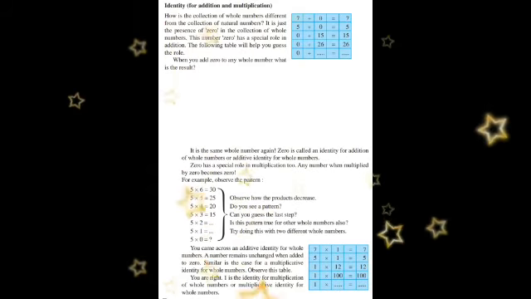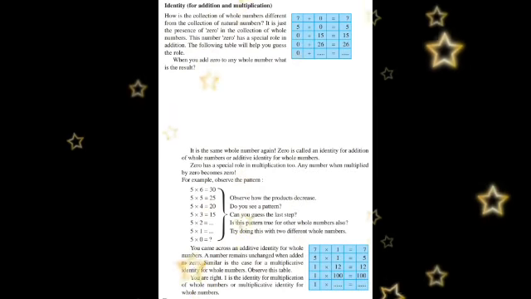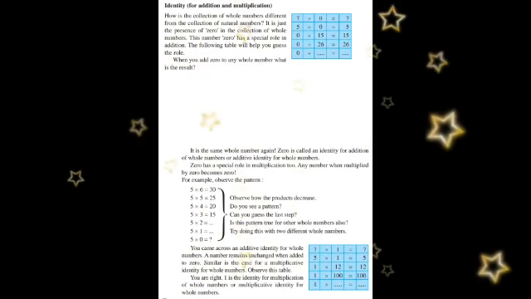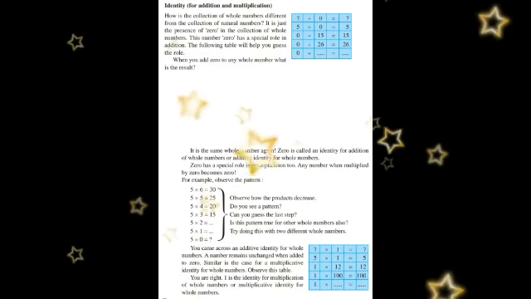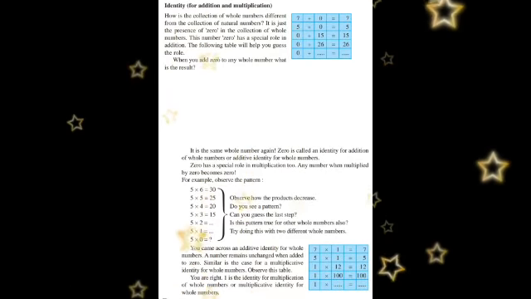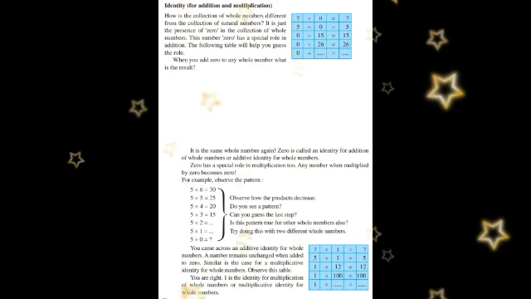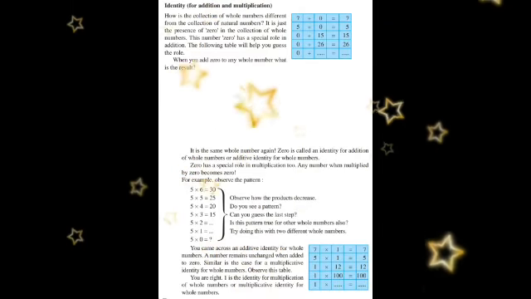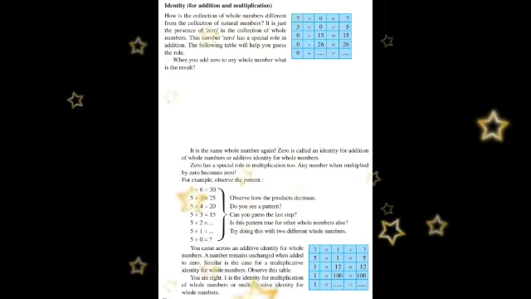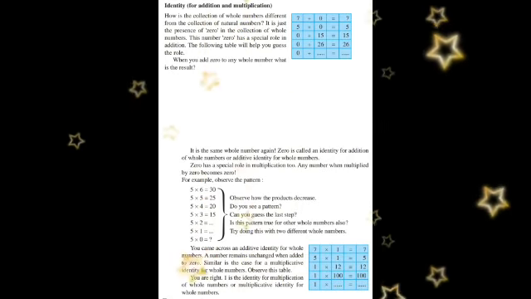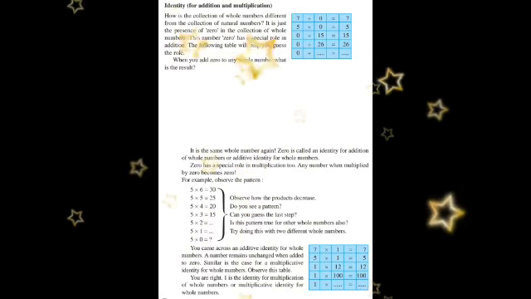0 has a special role in multiplication too. Any number when multiplied by 0 becomes 0. For example, observe the pattern: 5 into 6, the answer is 30. 5 into 5, the answer is 25. 5 into 0? Yes, 5 zeros are 0 only. You came across an additive identity for whole numbers.